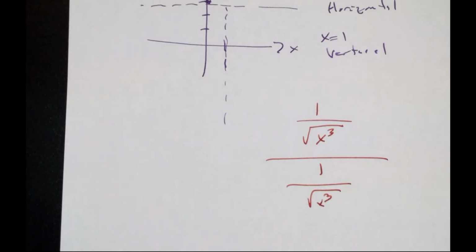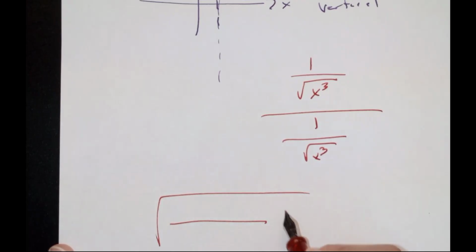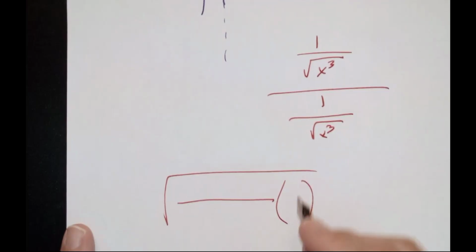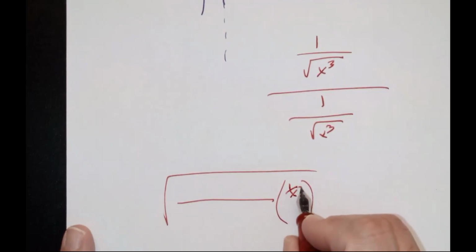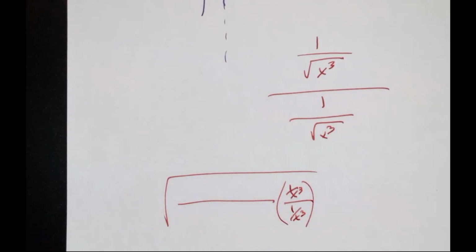Or I could say I've got the square root of a bunch of stuff, right? I could do the multiplying in here, inside the square root already. So instead of saying I'm going to multiply by this on the outside of the square root, I can multiply by 1 over x cubed inside the square root. Isn't that multiplying by 1? You can multiply by 1 anywhere you want because multiplying by 1 doesn't change things.